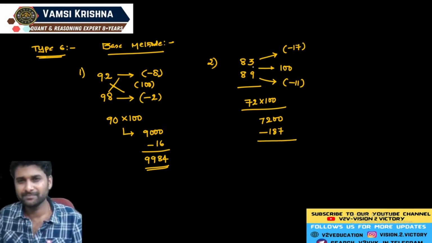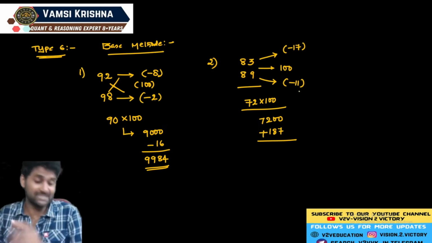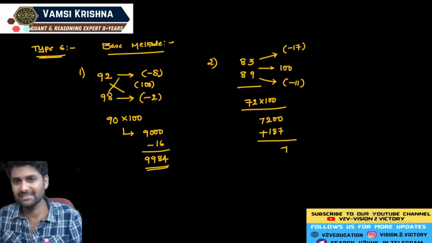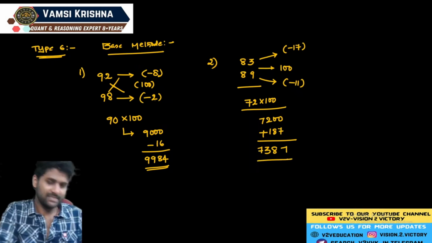Now check it out. You just add, why? Because minus 17 is multiplied by minus 11, so you should add. Sorry, guys. Now the answer is 7387. Is it clear? Is this clear, guys?